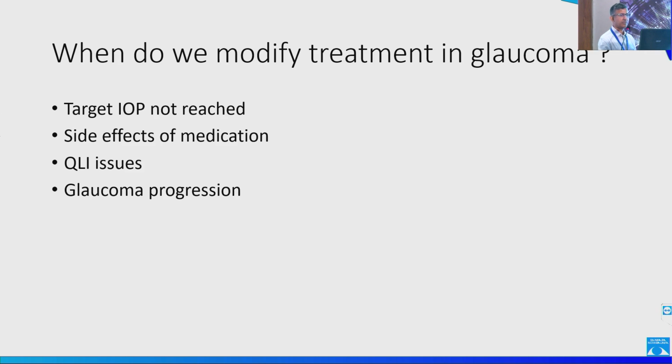So why do we modify treatment in glaucoma? Of course, we modify it because target IOP is not reached. We modify it because of side effects of medication. We modify it because of quality of life issues, and we modify it because of glaucoma progression. And glaucoma progression and quality of life issues are very closely linked.